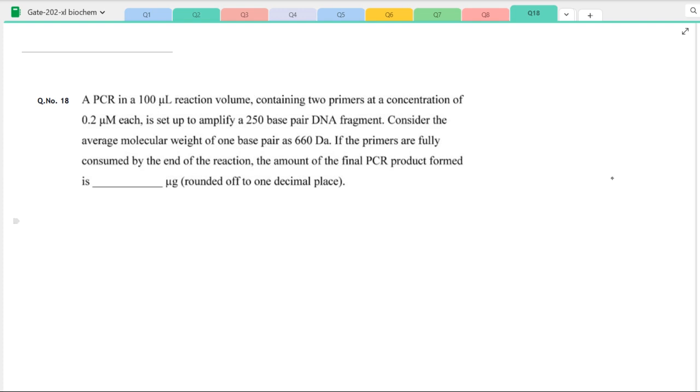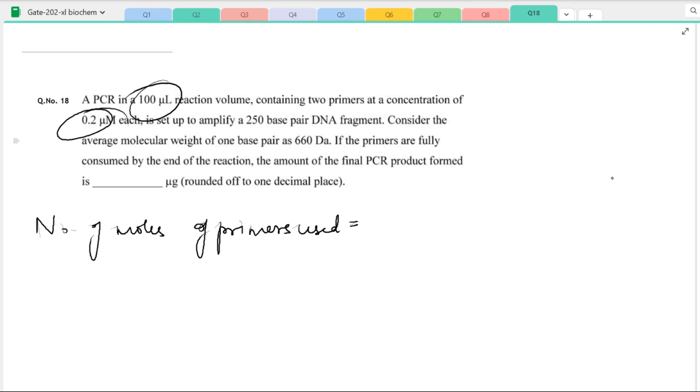So first of all, let's find the number of moles of the primers used. Number of moles of primers used is equal to concentration into volume. So that will be equal to 0.2 micromolar into volume, which is 100 microliter. So that will be equal to 20 picomoles, right?